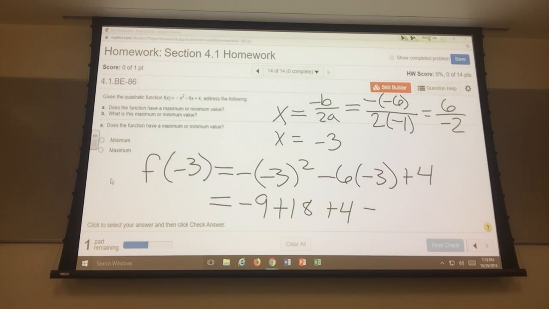Okay. So, negative 9 plus 18 is 9. Plus 4 is 13. So, we said it was a maximum value, right? So what's the maximum value? 13. Yep. It is just the y value. Okay?